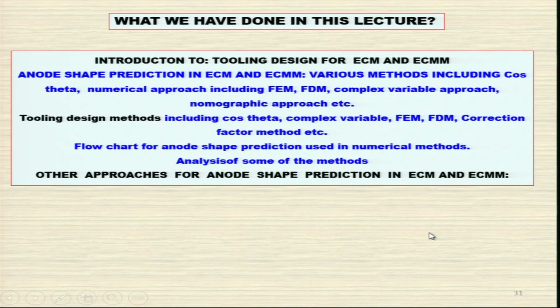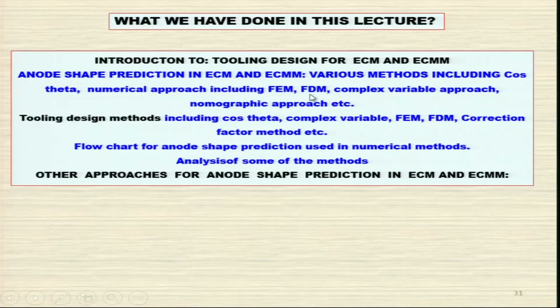So, what we have done in this lecture: introduction to tooling design for ECM and ECMM, anode shape prediction in ECM and ECMM, various methods including cos theta method, numerical approach including finite element method, finite difference method, complex variable approach, nomographic approach, etc. And I have already mentioned the nomographic approach is very useful on the shop floor. However, to get better and accurate results, you should go for the finite element method. In some cases, one can use the finite difference method, but more accurate is the finite element method.